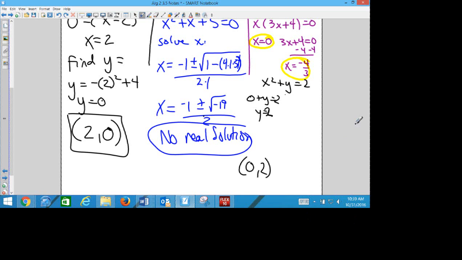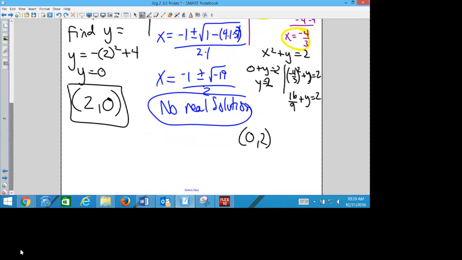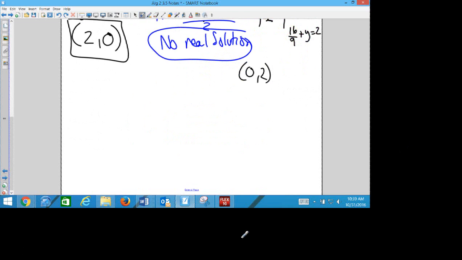Then my second answer, I'm going to plug in negative 4/3. That's going to be an amazing, beautiful number, won't it? Then I got to square it, plus y equals 2. When I square that, I get 16/9 plus y equals 2. You can use your calculator. I'm doing this by hand. Make some room for it.